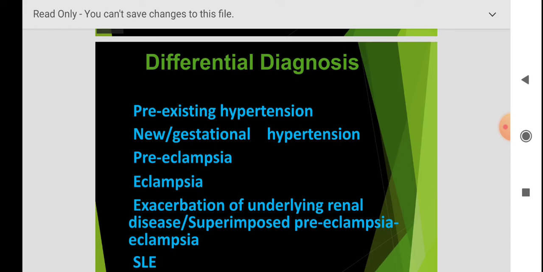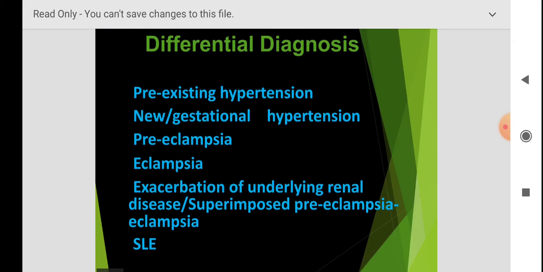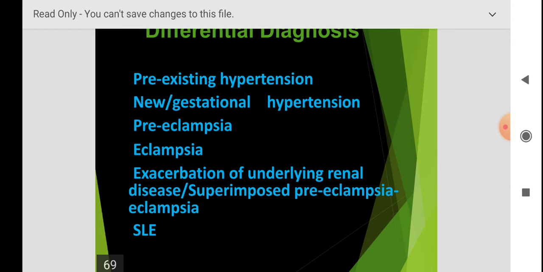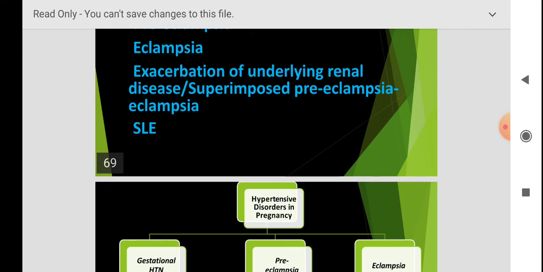Now, what are the differential diagnoses for severe preeclampsia? There could be pre-existing hypertension, or new or gestational hypertension, preeclampsia, eclampsia, exacerbation of underlying renal disease, or superimposed preeclampsia, eclampsia, or it could be SLE.